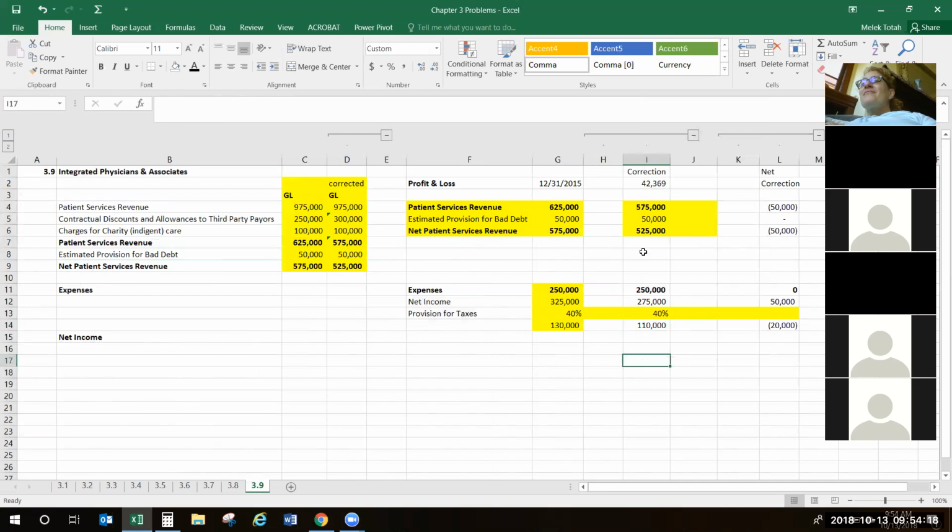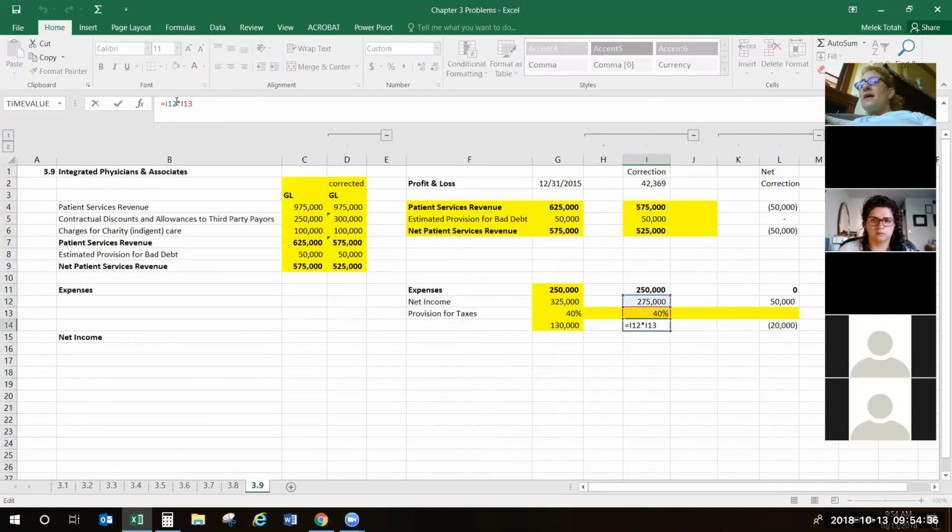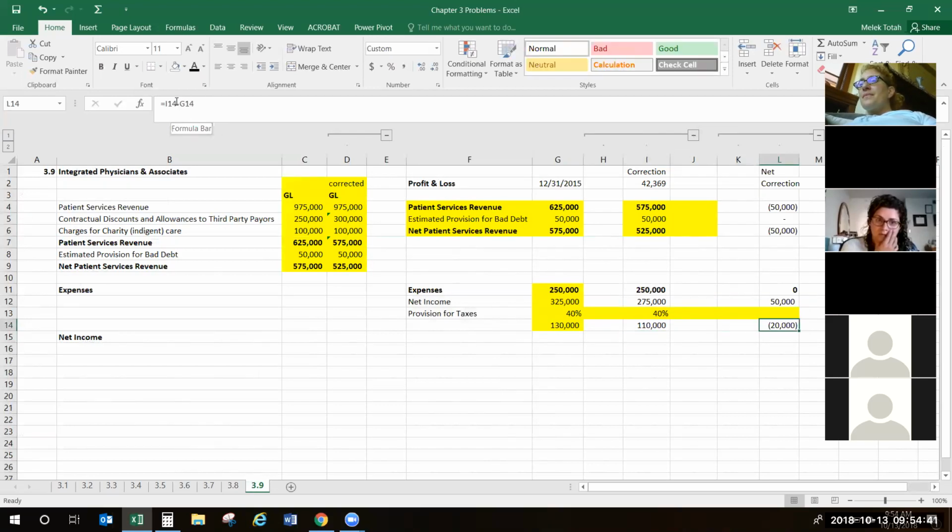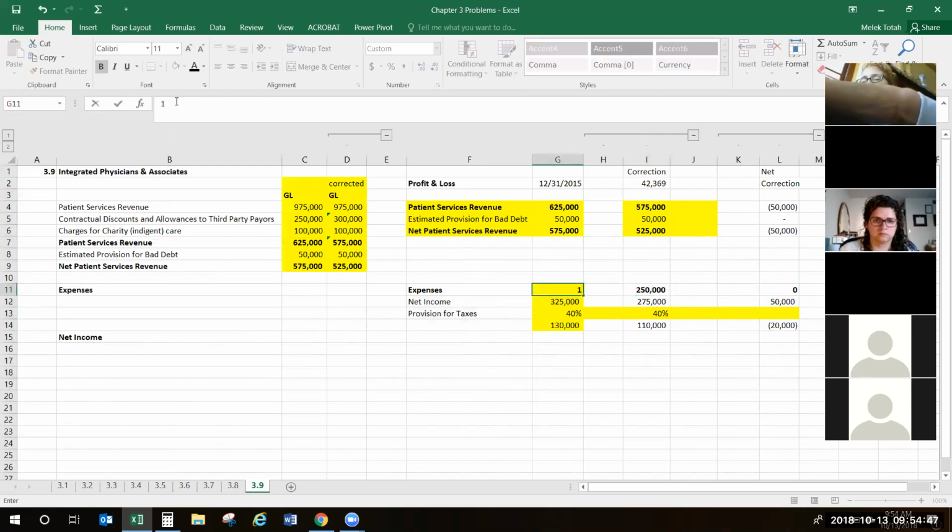Okay. So then what I did here is I changed the revenue, okay? And I left the expenses exactly the same because they wouldn't change. And then my net income changed, right? It changed by 50,000. So therefore my taxes, I'm going to recalculate my taxes now. And my taxes are going to be lower by 20,000. Okay. So what's interesting about this, it really doesn't matter what my expenses are. I could make my expenses $100,000.